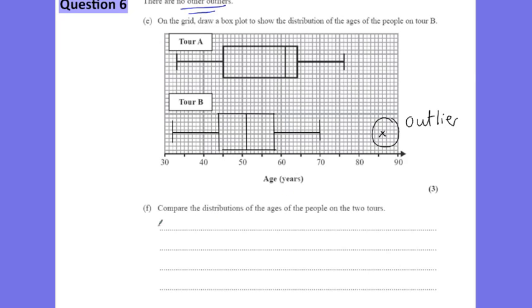We're then asked to compare the distributions. First off, we need to talk about the median. Tour A, higher median.